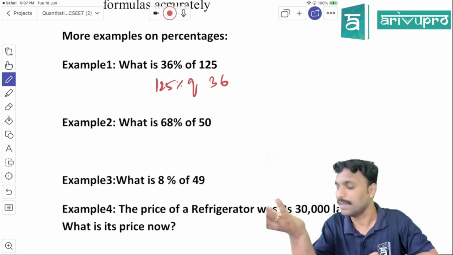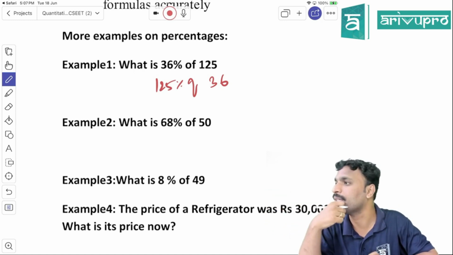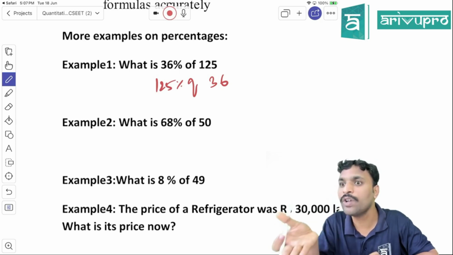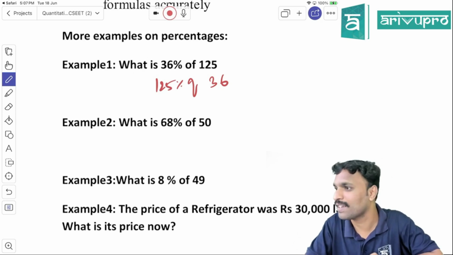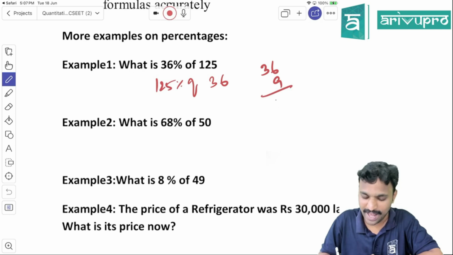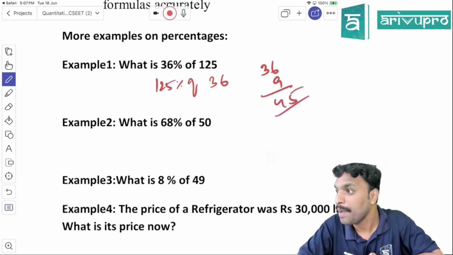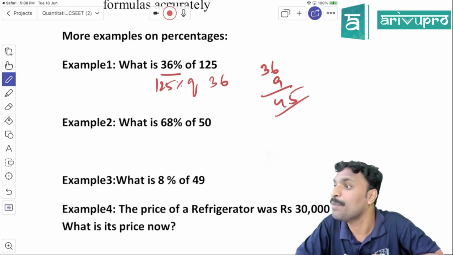What is it? 1/4 of 36 is how much? 9. So the answer is, you saying the final answer? Okay. 100% is 36, 25% is 9. Answer is 45. But if you try to find it in this way only, it will take a lot of time. It will be more complicated.